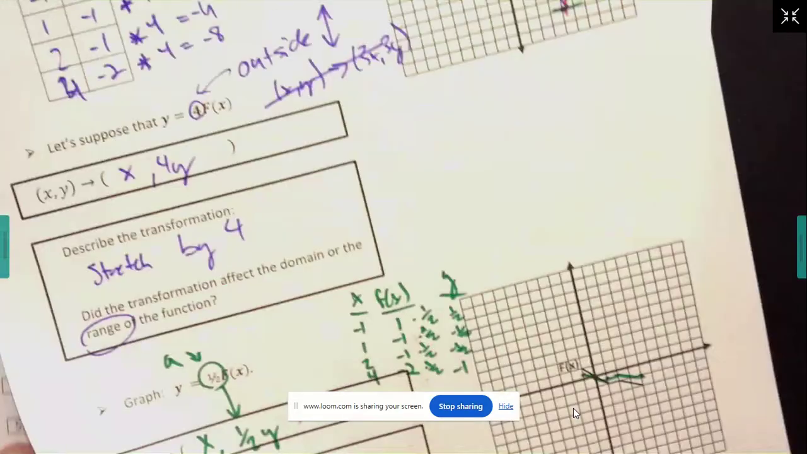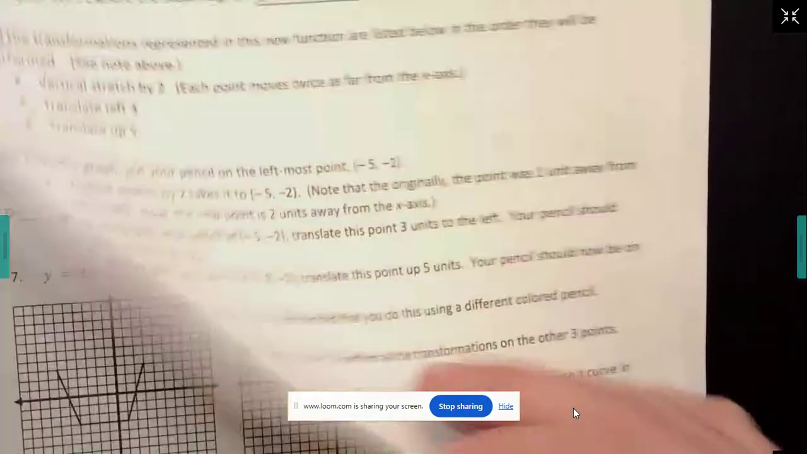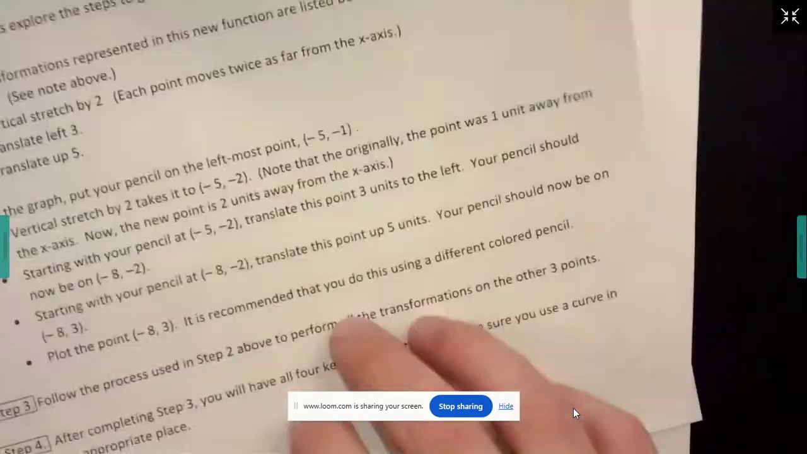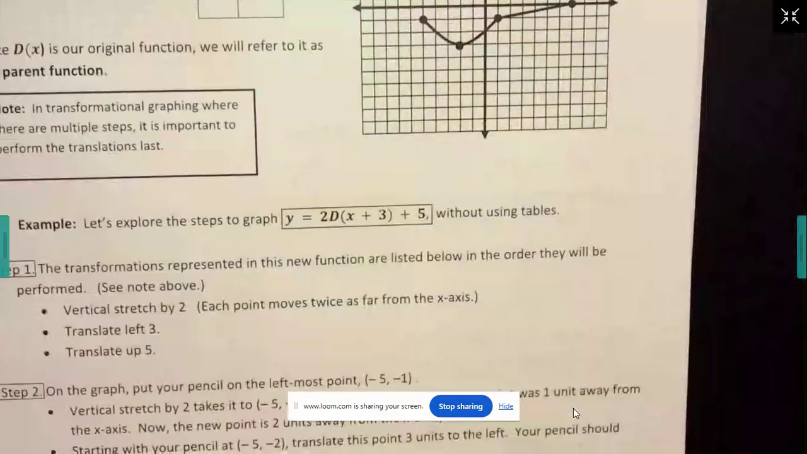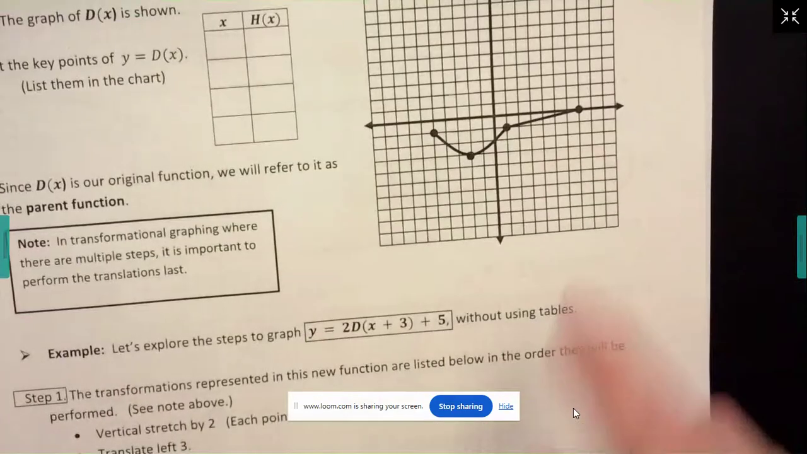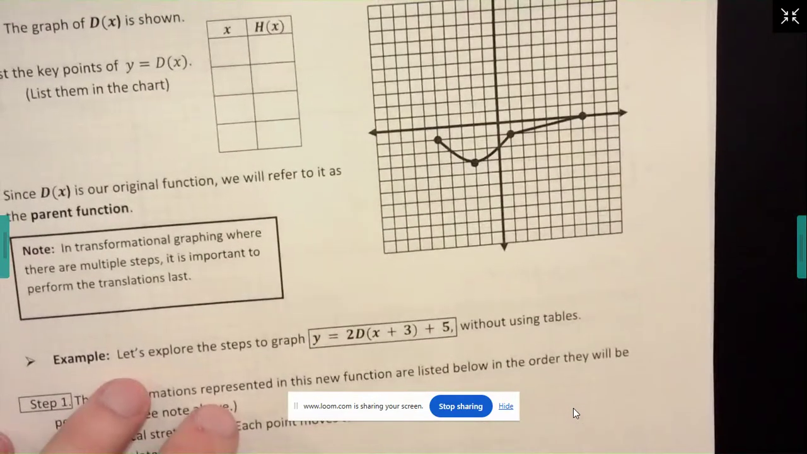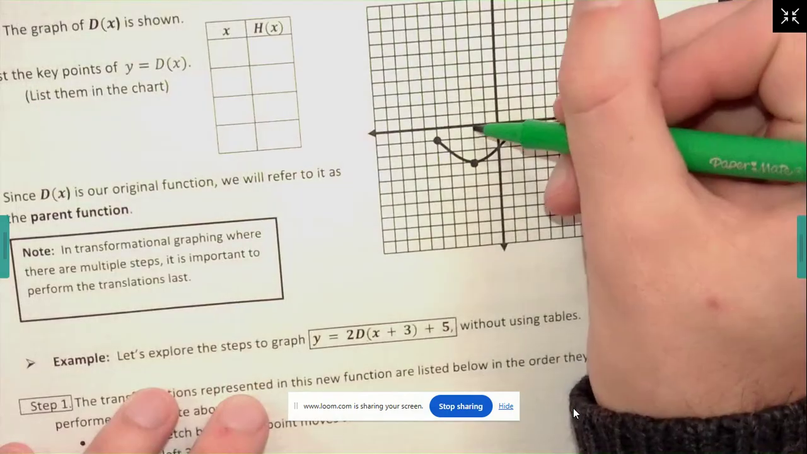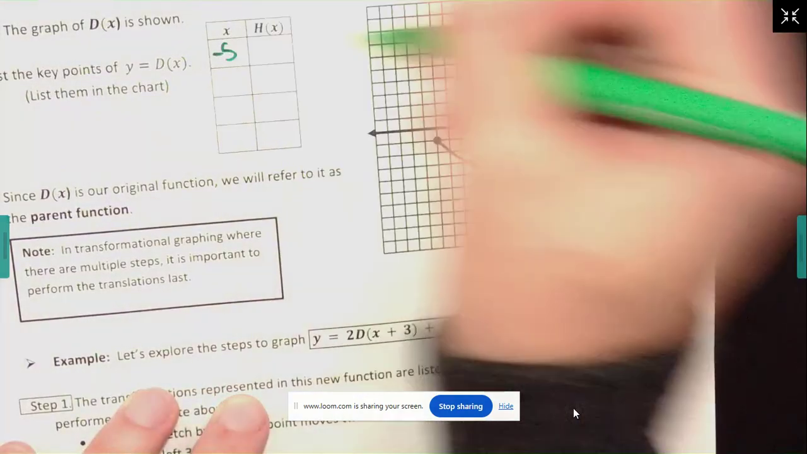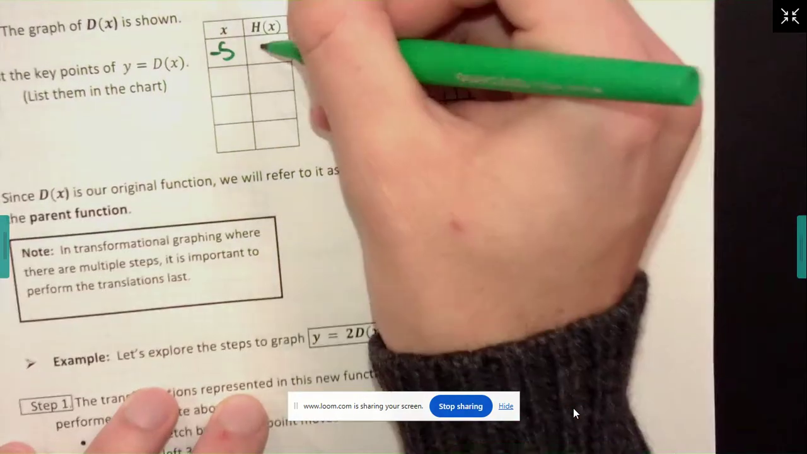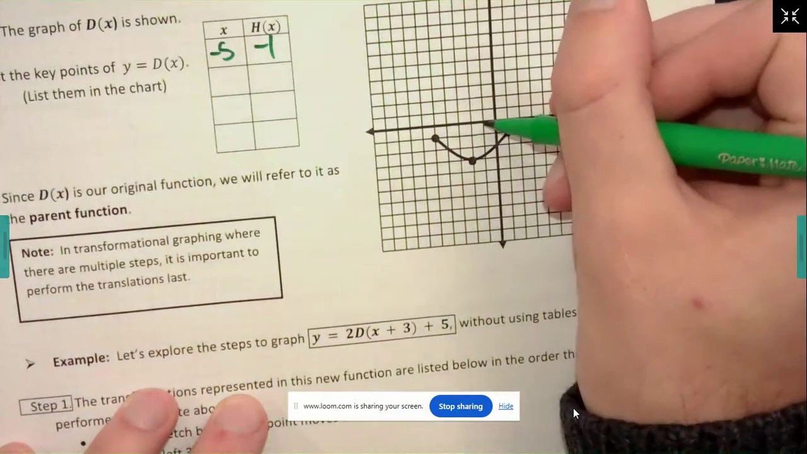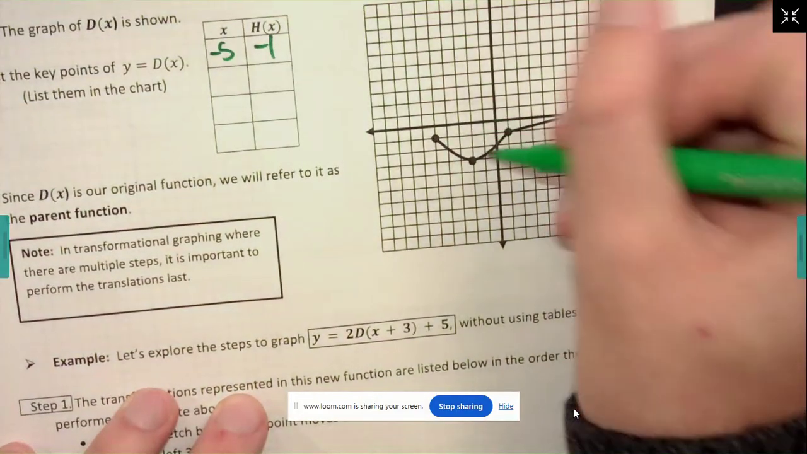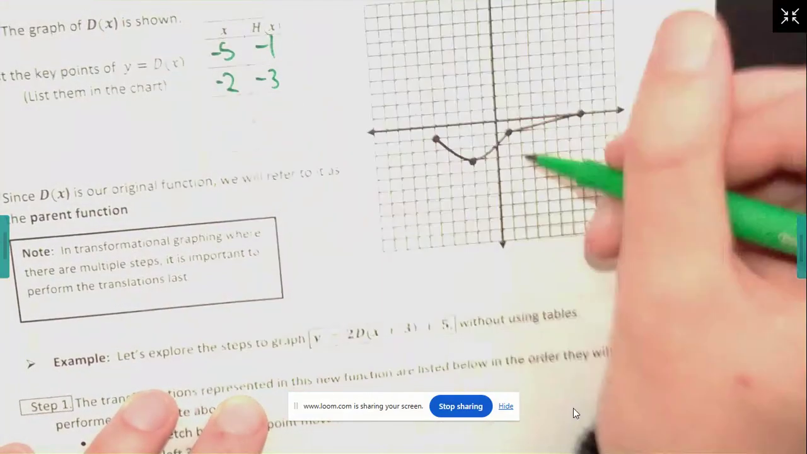All right, that's the first page. On the second page, okay, so this is our d of x. We're going to call that our parent function. The parent function is kind of like where we start out. So let me fill out this chart first. So when x is negative 5, my y value, or my h of x, is negative 1. 1, 2, 1, 2, 3.